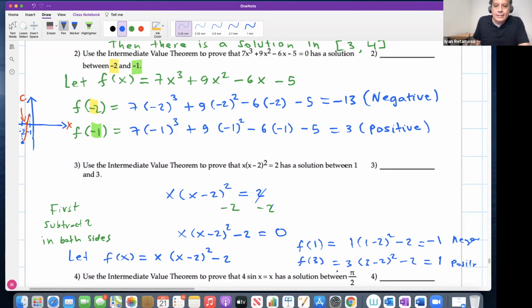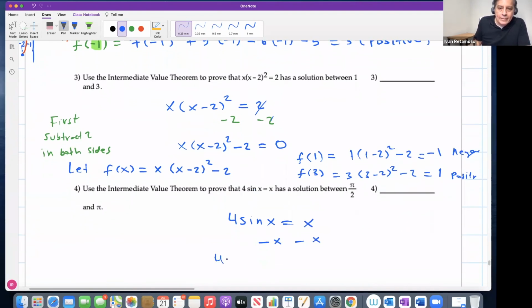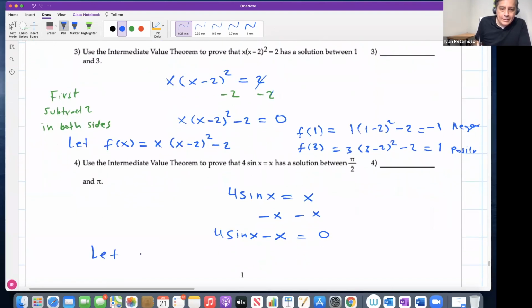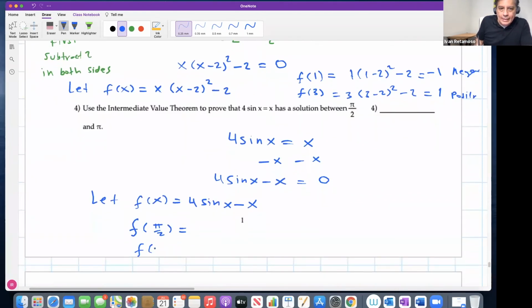So good. And this is similar, but again, here, hint, subtract x in both sides. And once you subtract x in both sides, let f of x be equal to 4 times sine of x minus x be your function. This is a continuous function because sine is all in one piece, the identity function all in one piece. So then you should be okay here. And then you just have to do the couple of evaluations, one evaluation at pi over 2, notice, and the other evaluation at pi.